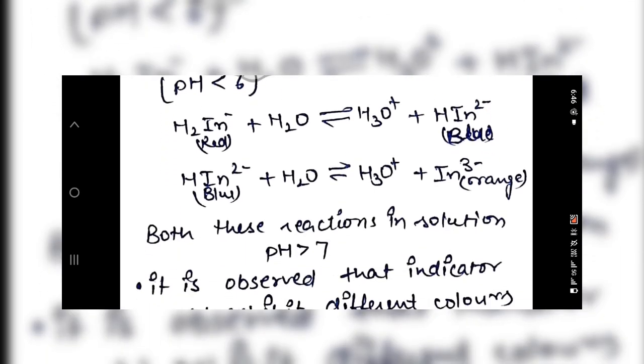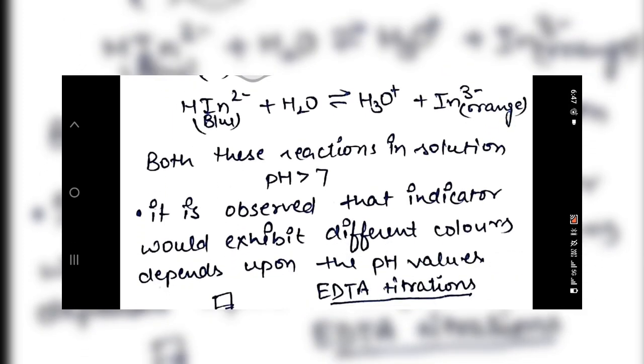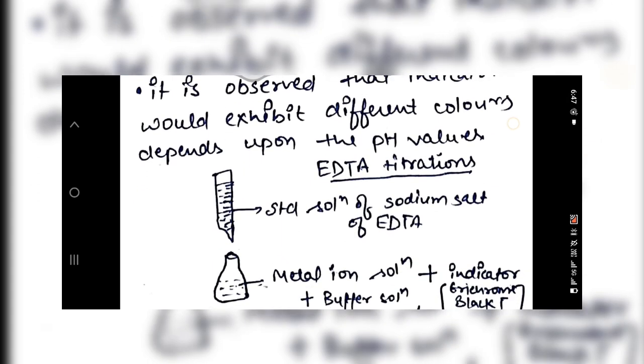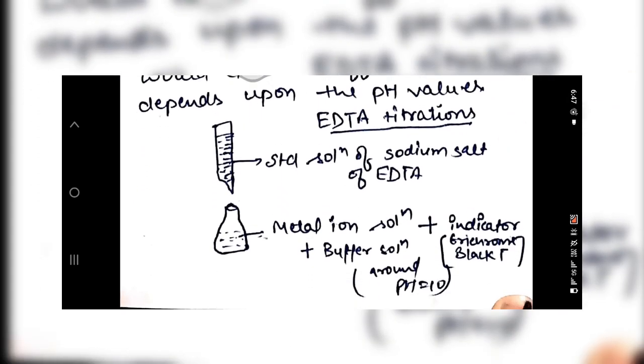H2In- plus H2O gives rise to H3O+ plus HIn2-, that is blue in color, and HIn2- plus H2O gives rise to H3O+ plus In3-, that is orange in color. Both these reactions occur in solution with pH greater than 7. It is observed that the indicator exhibits different colors depending upon the pH values.